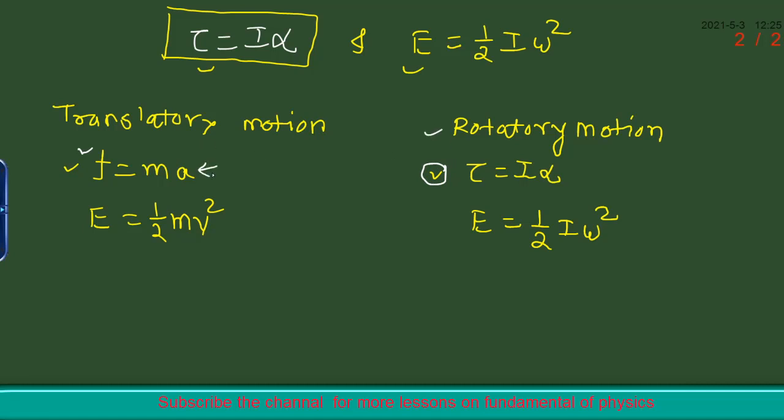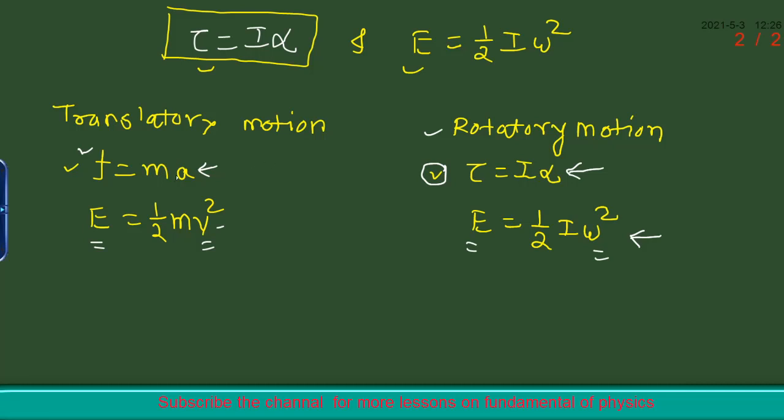Acceleration is the rate of change of linear velocity. Alpha is angular acceleration, which is the rate of change of angular velocity. These are the analogical quantities in translatory and rotatory motion. Similarly, this is the kinetic energy. v is the rate of change of linear displacement, which is the linear velocity. Omega is the rate of change of angular displacement, which is the angular velocity. Here is the v square, here is again omega square.